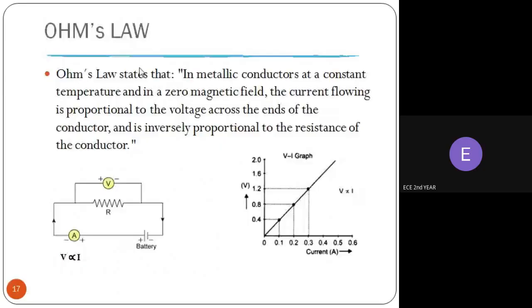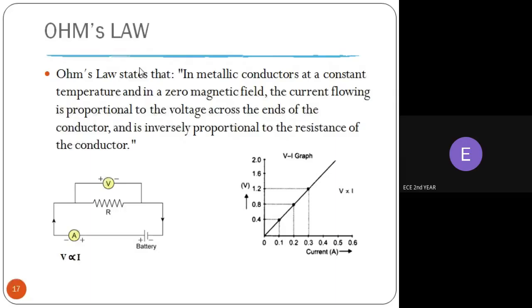Next, Ohm's law. Ohm's law states that in a metallic conductor at a constant temperature in a zero magnetic field, the current flowing is directly proportional to the voltage and inversely proportional to the resistance of the conductor. So V is directly proportional to I.